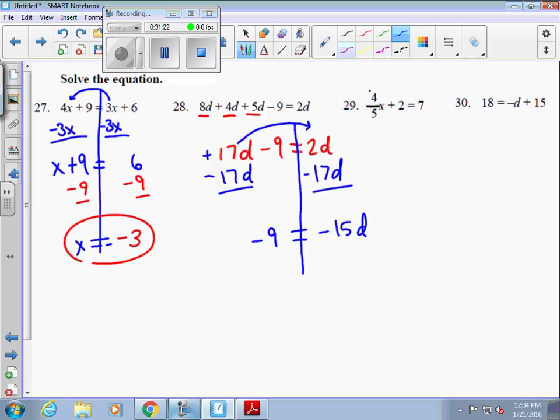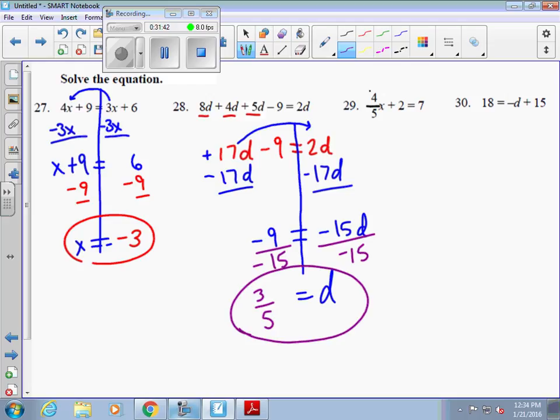In order to get D by itself, which you'll have it on this side this time, we want to undo negative 15 times D by dividing by negative 15. You do it to the right, do it to the left. The number negative 3 goes into both of these. It goes into 9 3 times, and it goes into 15 5 times. Therefore, D's value in this case is 3 over 5.